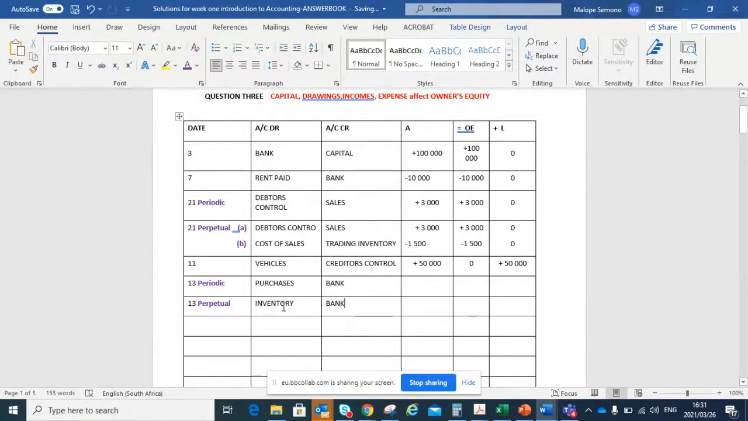Can you see inventory is an asset? Bank is an asset. So yes, you're going to affect assets only here. So I'm going to have 0 here, and I'm going to have 0 here, because there's no liability, there's nothing that affects owner's equity. But let's start with the periodic. Who can tell me how will I affect this? Which columns will I affect and how? Just ask yourself, what is purchases and what is bank? They will direct you where to go.